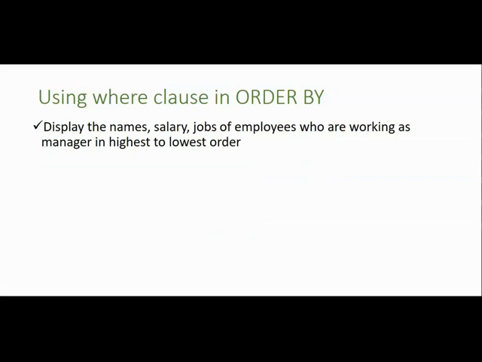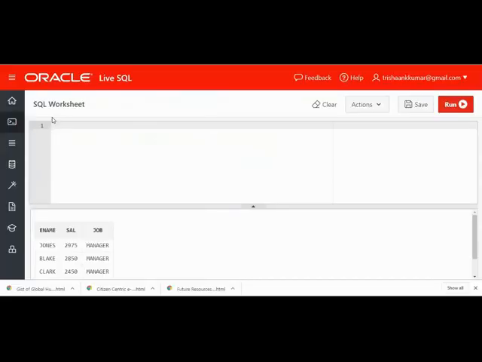For example, the query is: display the names, salaries and jobs of employees who are working as manager, in highest to lowest order. That means in decreasing order, we need to display the names, salaries and jobs of managers. So how can we write this query? Select ename, sal and job from EMP, and specify the order by clause. Sal: they have asked us to sort the data from highest to lowest, so you need to specify the decreasing order explicitly.